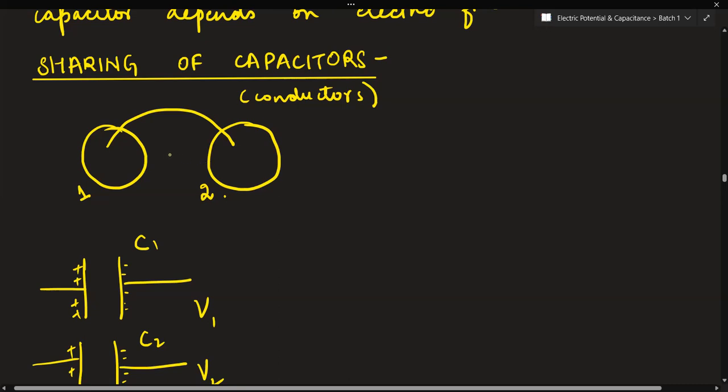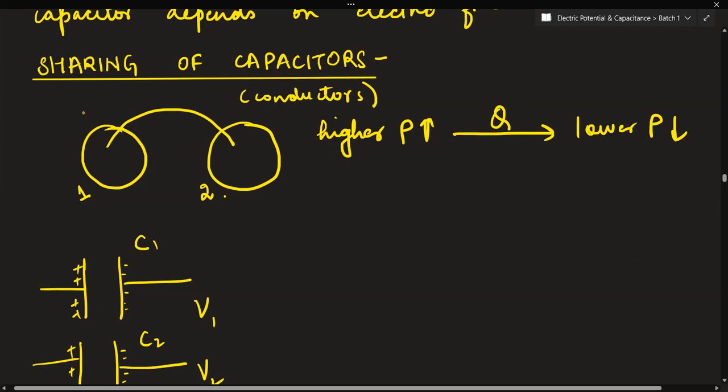Now the charges will flow from the one having higher potential to the one having lower potential. So let's say this has 4 volt and this has 2 volt. Conductor number 1 is at higher potential, and conductor 2 is at lower potential.